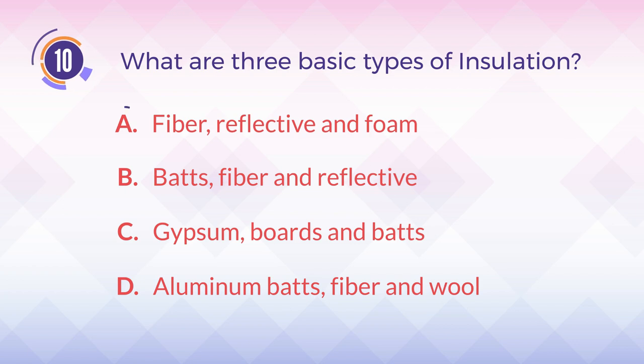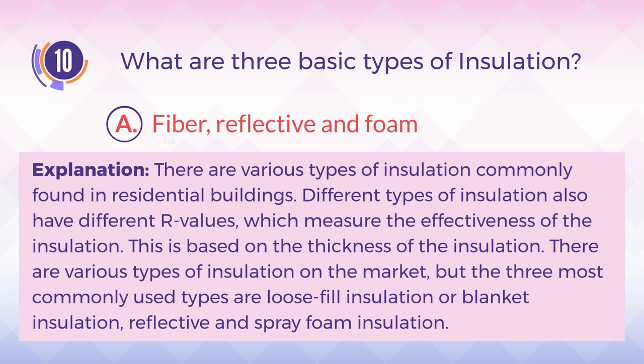The correct answer is A. Fiber, reflective and foam. Explanation. There are various types of insulation commonly found in residential buildings. Different types of insulation also have different R values, which measure the effectiveness of the insulation. This is based on the thickness of the insulation. There are various types of insulation on the market, but the three most commonly used types are loose fill insulation or blanket insulation, reflective and spray foam insulation.